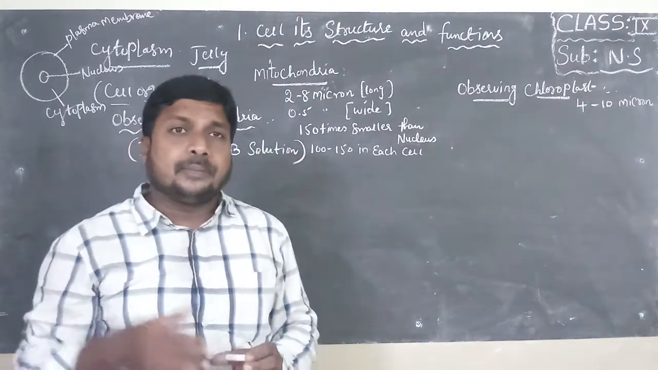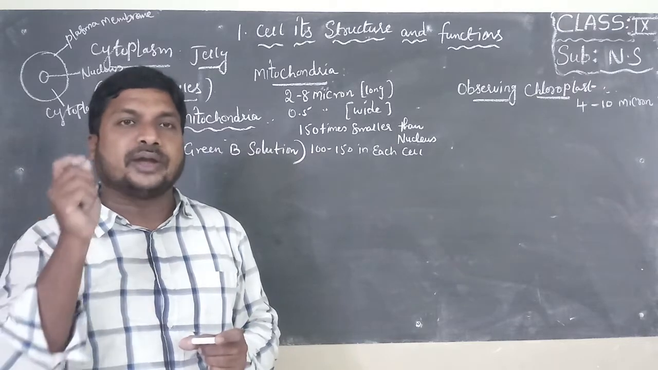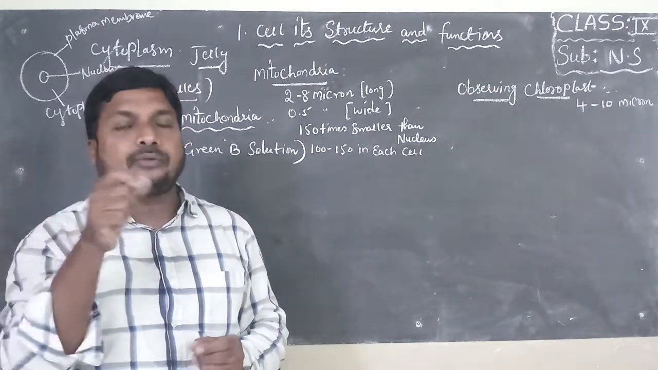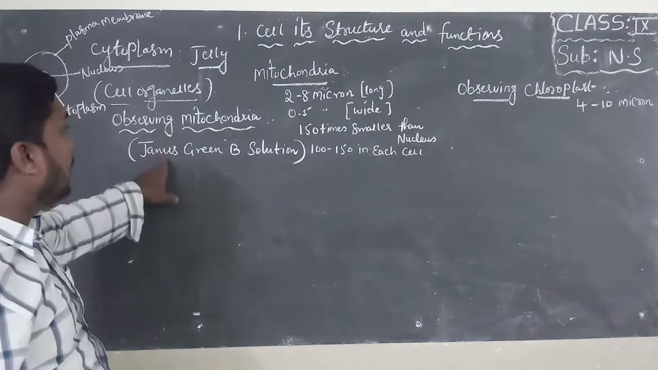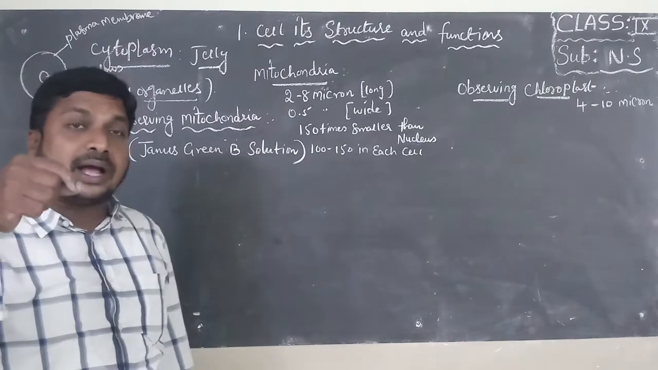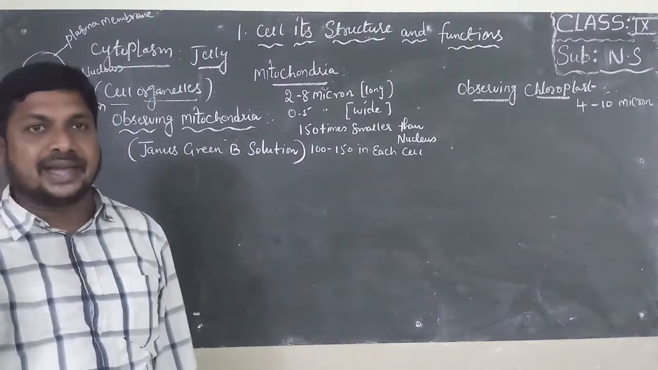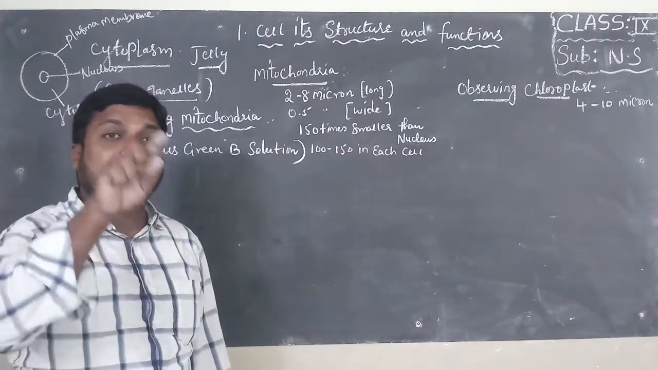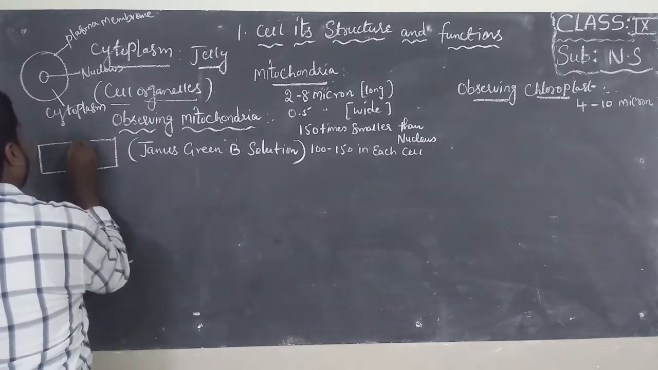What is meant by onion peel? If you cut an onion into small pieces, in between two pieces we can find a thin layer, no? That is called onion peel. Keep the onion peel in the Janus Green B solution. After that, take the onion peel out of the solution, keep it on a slide, put a drop of water and glycerin on it, and cover the glass slide with the cover slip.